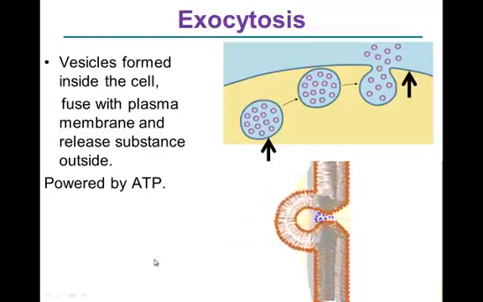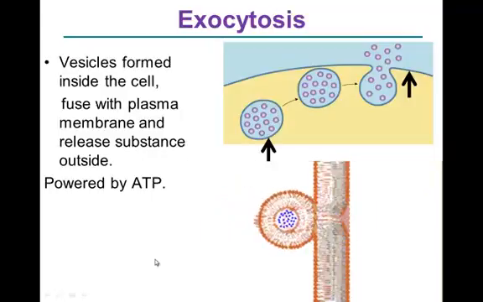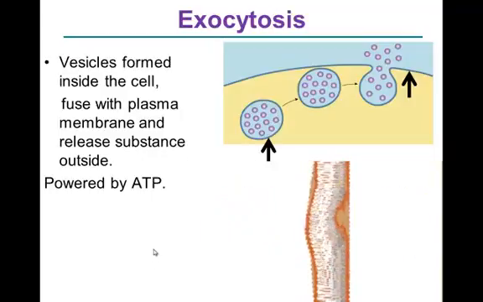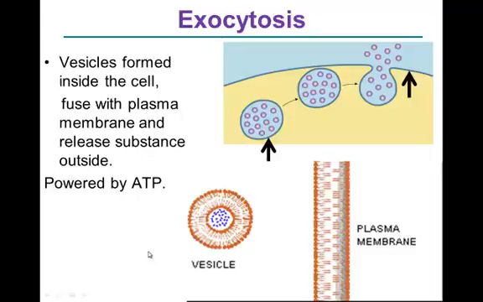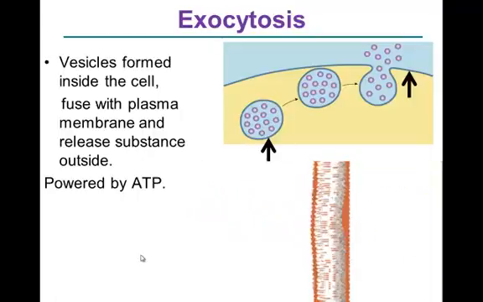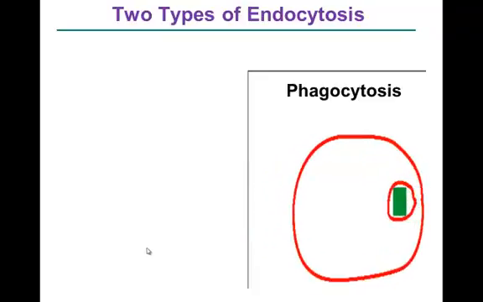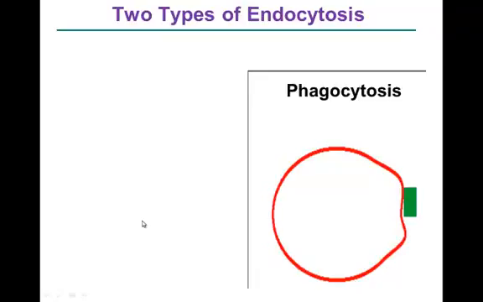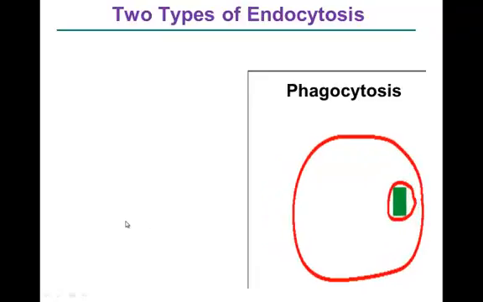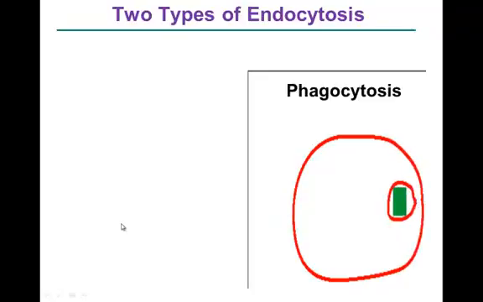Now let's look at the other type of vesicular bulk transport, which is endocytosis. And remember, we said there are two types of endocytosis, two classifications of moving things into the cell in bulk. The first of those is called phagocytosis or phagocytosis. You can say the G soft or hard. I've heard it both ways. Just say it with confidence and a knowing smile.